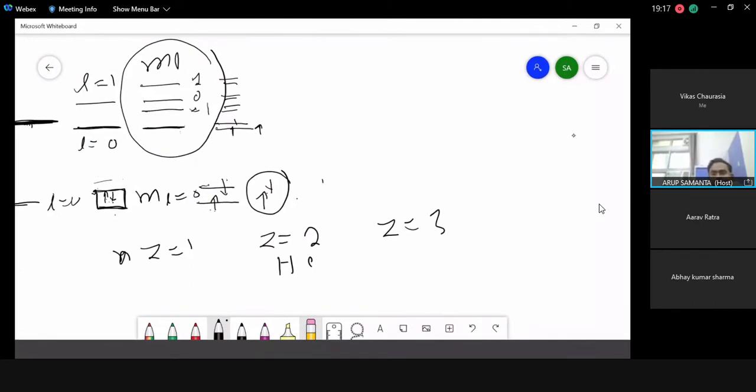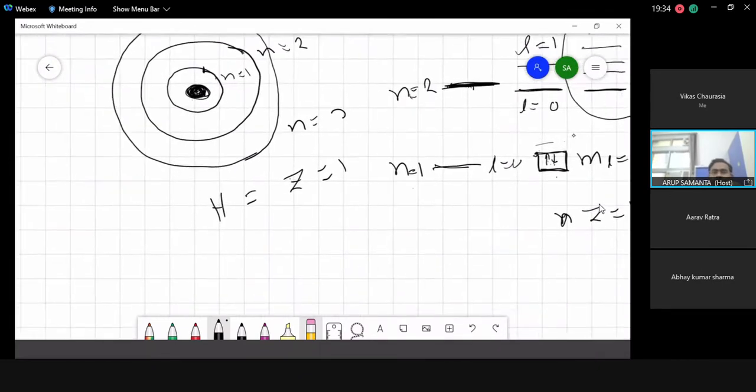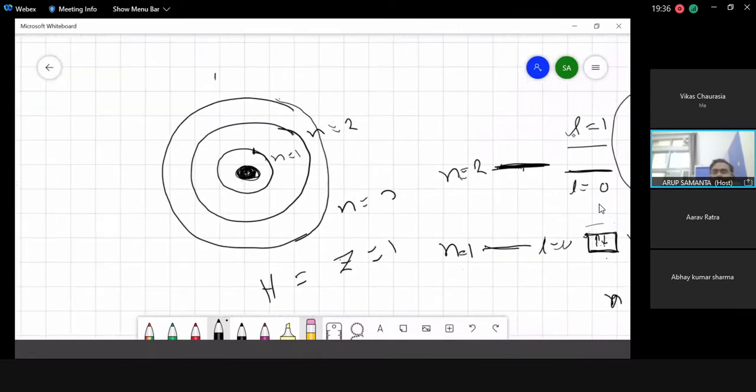This is now 1s, both filled. Now 2s1, so 2s1 should fill. If Z equals 4, then this 2s level will fill, then the other level. This way you can distribute your electron levels. So as the atom's Z value changes, how should the electrons be distributed?